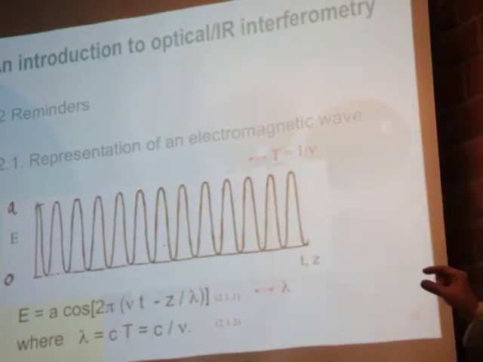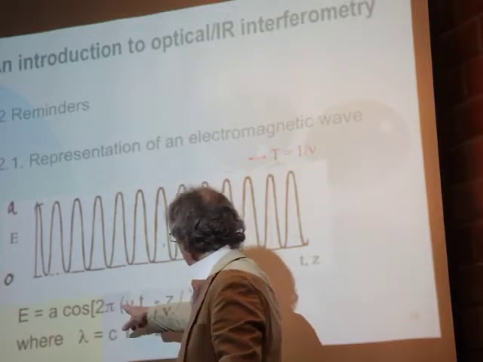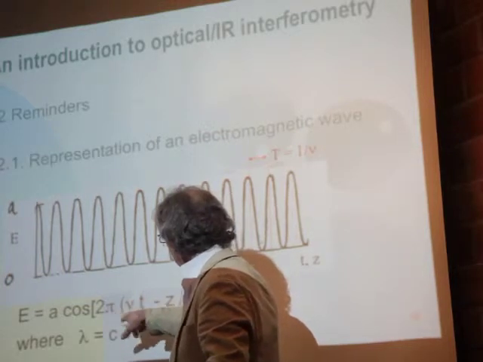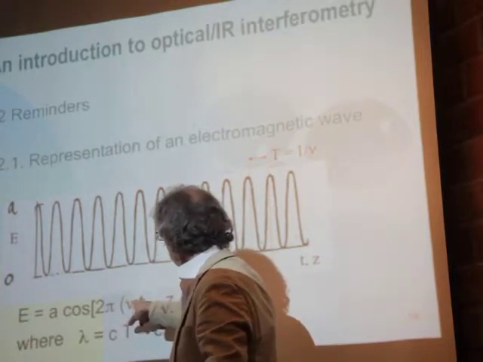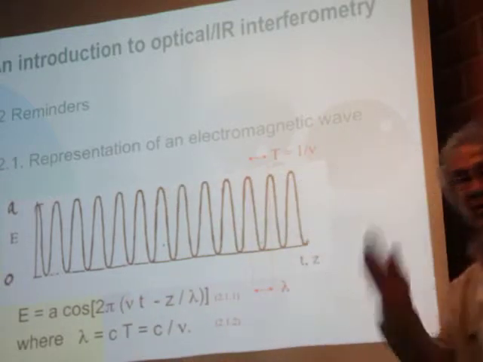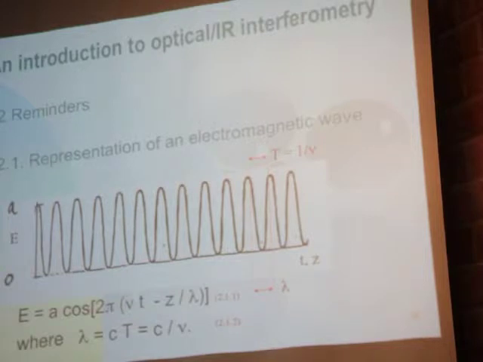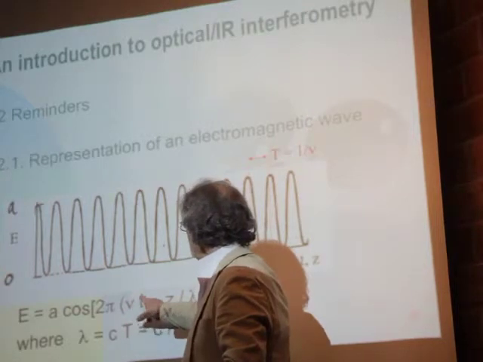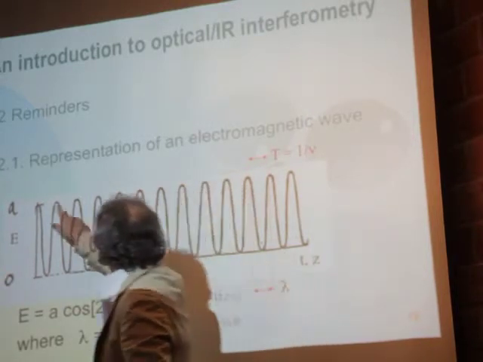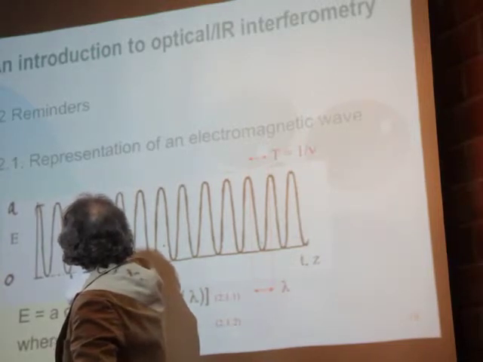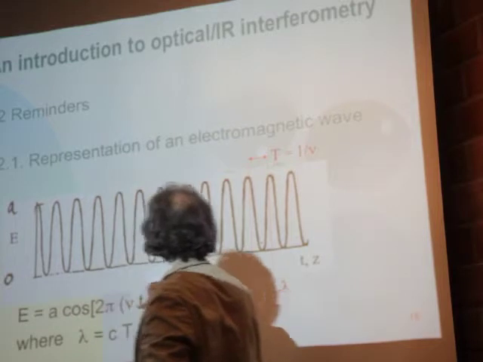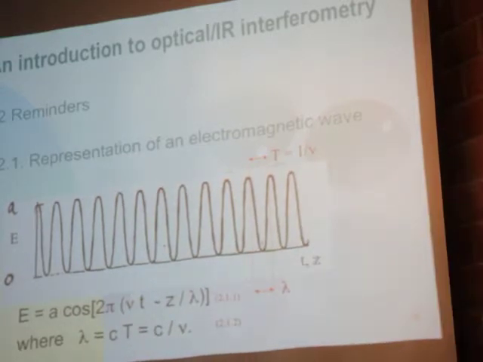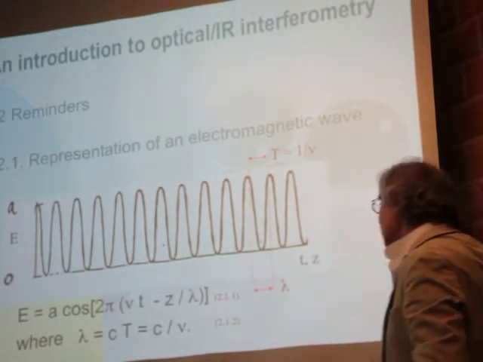So it's a real amplitude, A, times the cosine function. Then to show the time variation of the electric field, I just add nu times t, where t is the time and nu is the frequency. We see that whenever t is equal to 1 over nu, I pass from one top to the other one. So the period of the wave is just 1 over nu, 1 over the frequency. So this gives you the time dependence.